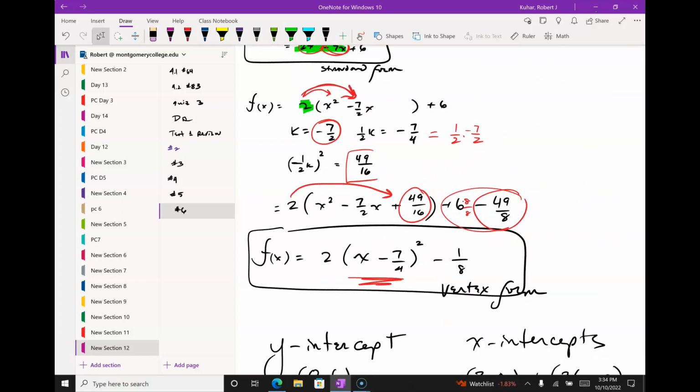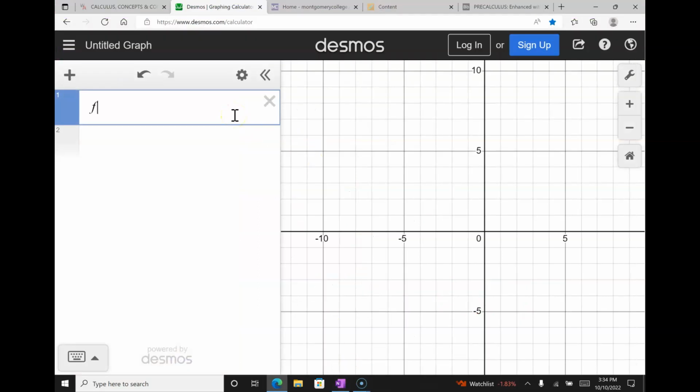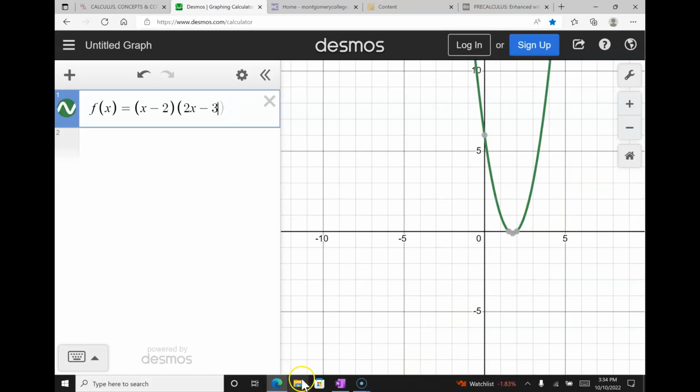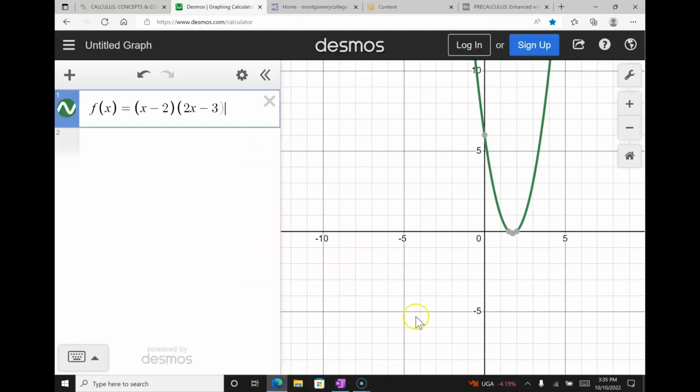You kind of can cheat it, honestly. If you want to try and avoid ever learning how to complete the square, I don't know why you would. You can really cheat it on Desmos, right? So on Desmos, I'm going to plot my original function. What is it? x minus 2, right, times 2x minus what? 3? Yeah, 2x minus 3. So I can really cheat this on Desmos.